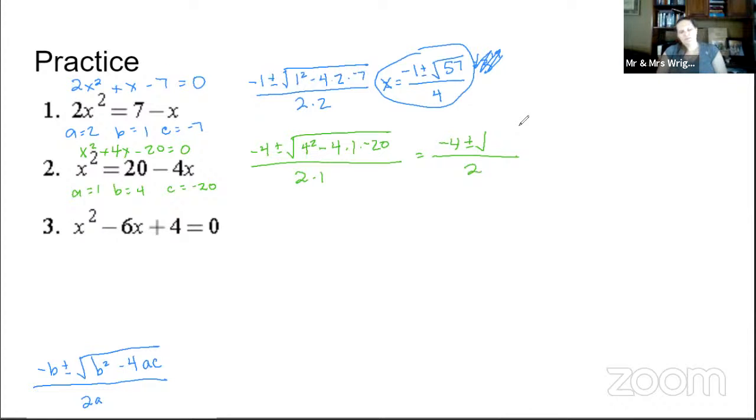So in my calculator, I'm going to input everything that's under the radical, but not include the radical. So I'm going to do 4 squared minus 4 times 1 times negative 20, and I get 96. So negative 4 plus or minus the square root of 96 over 2. Let's see if we can find the square root of 96. Nope, it's an irrational number. Let's see if we can simplify it.